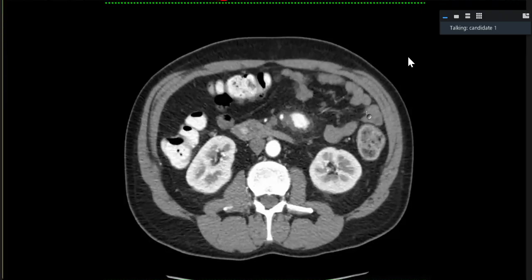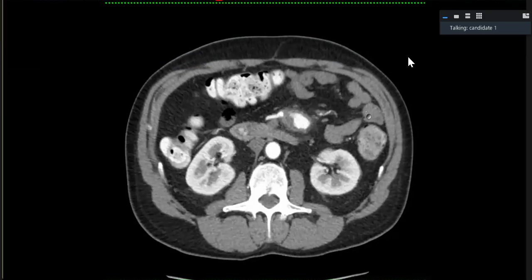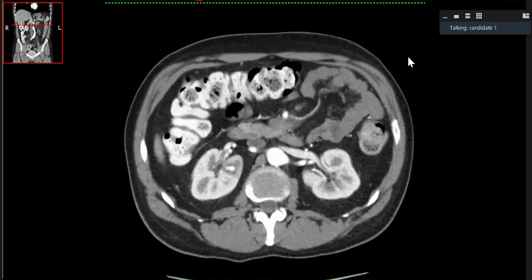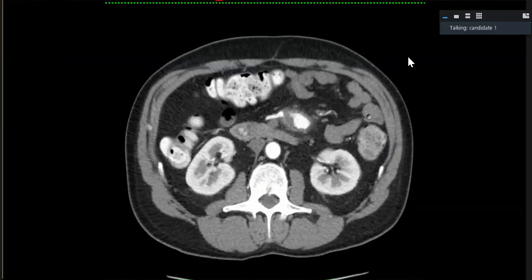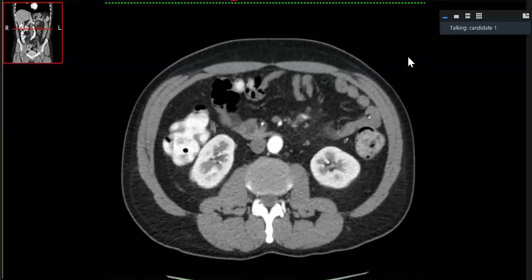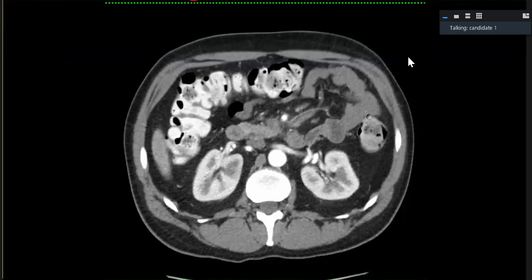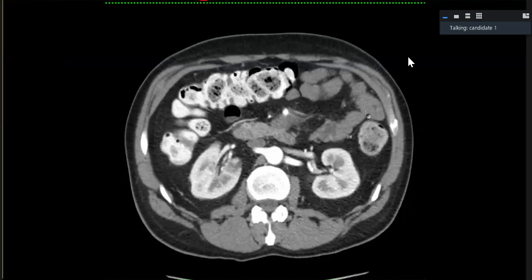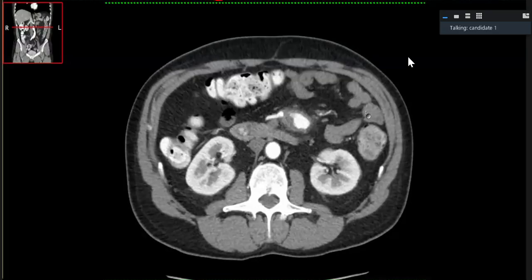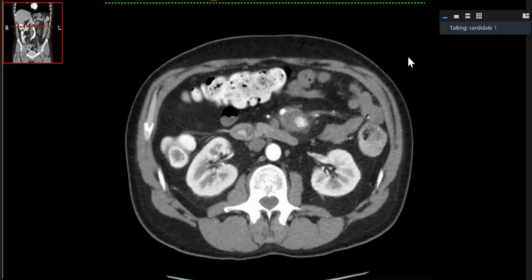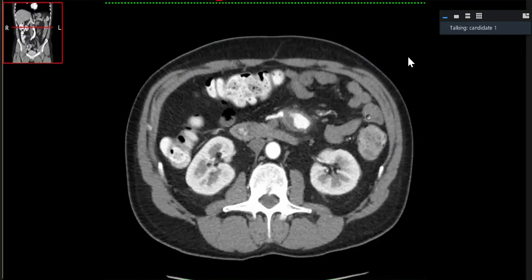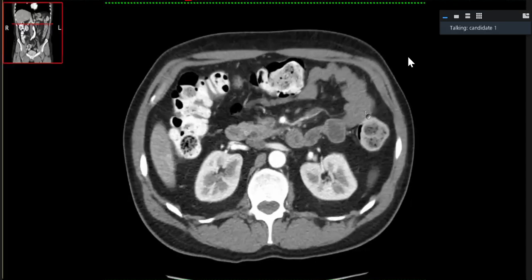There is also, in the anterior part just in front of the pancreas, a large aneurysm related to the superior mesenteric artery, I guess. This aneurysm is showing a surrounding hyperdense area.